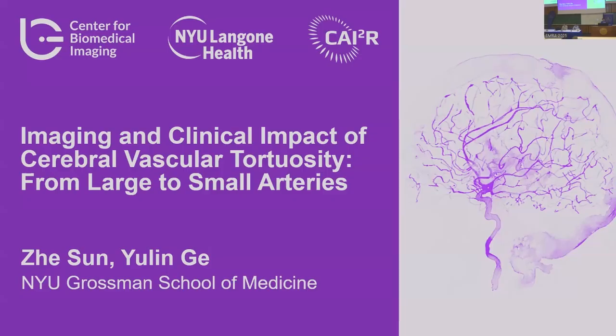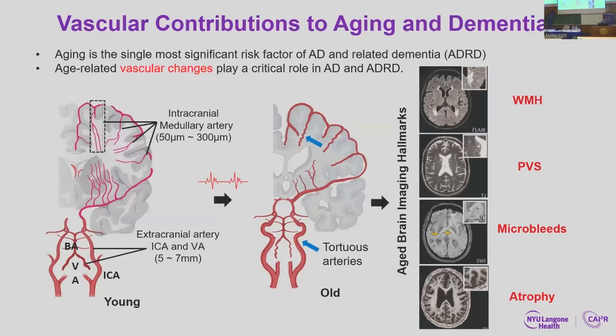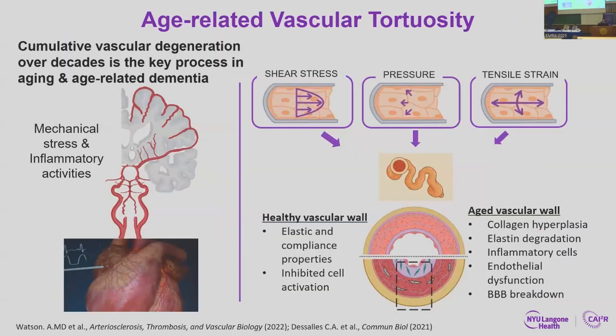Thank you, Roy, for the introduction. So the topic is the imaging of vascular tortuosity. Most of the work was done by Jill Zwing, who is a former PhD student in my lab, and I'm here just to present. We know that aging is the single most significant risk factor for AD and related dementia. And recently, we know that vascular changes play a key role in this risk. These vascular changes include increasing tortuosity in both large and small arteries.